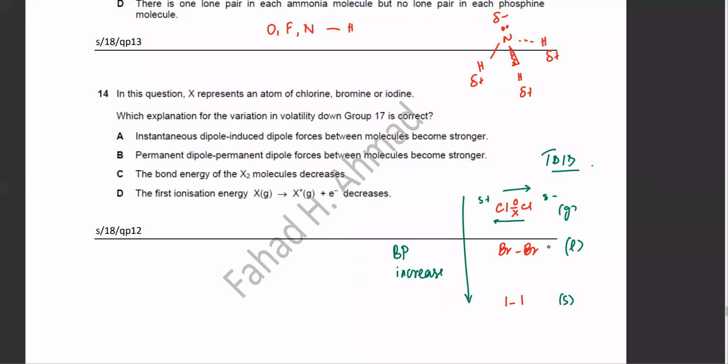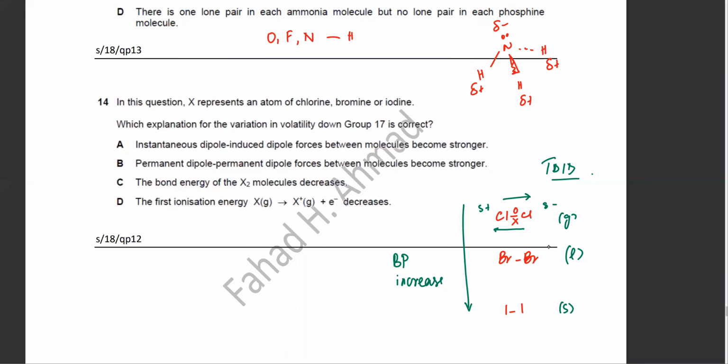You've got bigger molecules down the group, which means you've got more electrons. Like iodine has a total of 106 electrons. So imagine 106 electrons fluctuating a bit. The slight negative and slight positive charges are going to be huge. So the first statement is that the instantaneous dipole becomes stronger. That is true. Down the group, the forces become stronger between the molecules. So that's the only explanation.